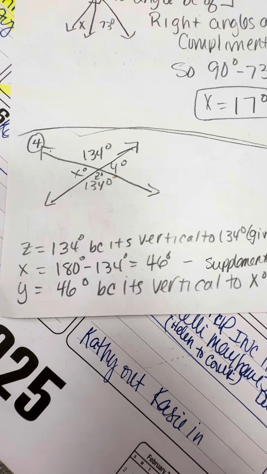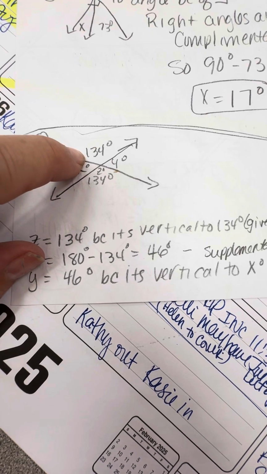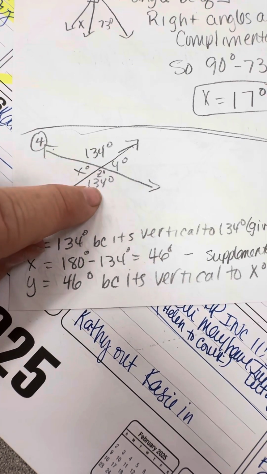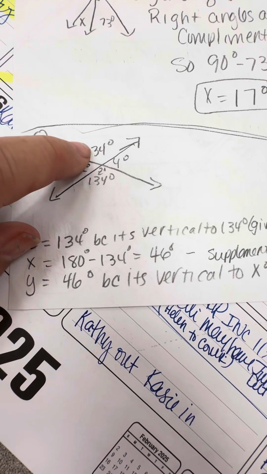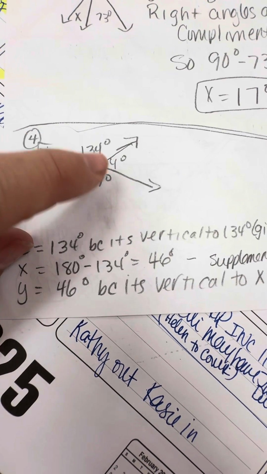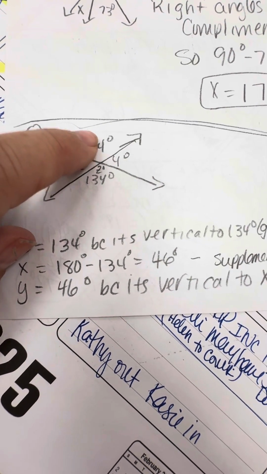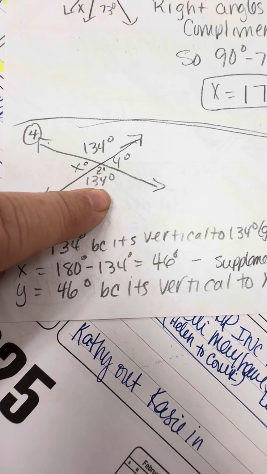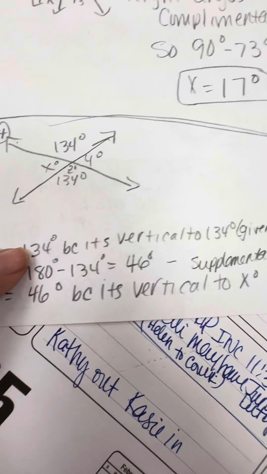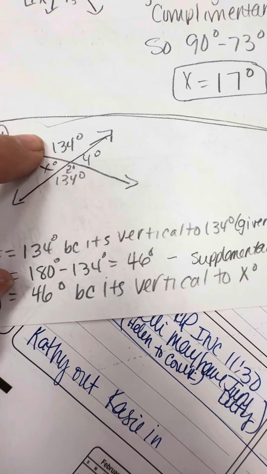Number 4, okay, this one's a little trickier. We were only given one. We were given 134 degrees and asked to find X, Y, and Z. If this is 134, because I know that vertical angles are congruent, I also know that the angle right across from it is equal to 134. So Z is equal to 134 because it's vertical to the given 134 degrees.